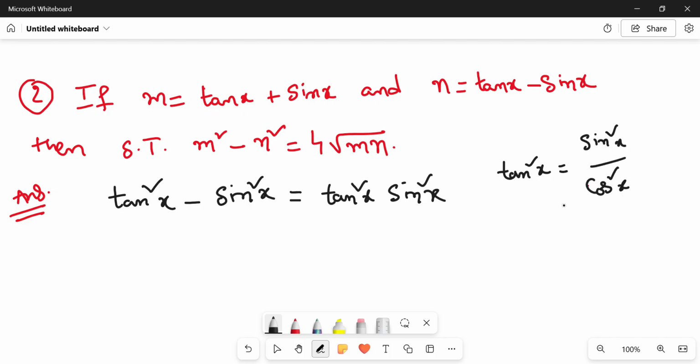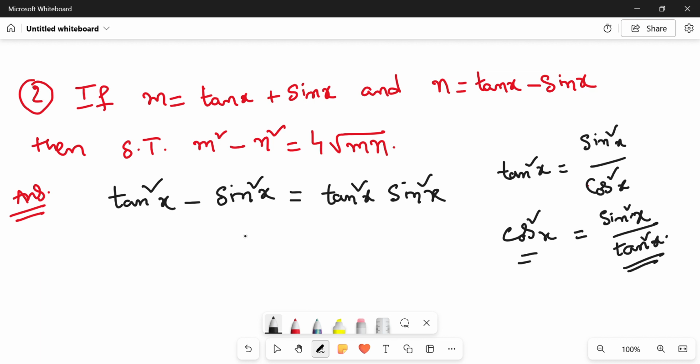And now, wherever I can write cos square x, cos square x happens to be sin square x divided by tan square x. Like this you can write. So this is one of the important things we'll use to solve this particular identity. This identity all of you have to know.